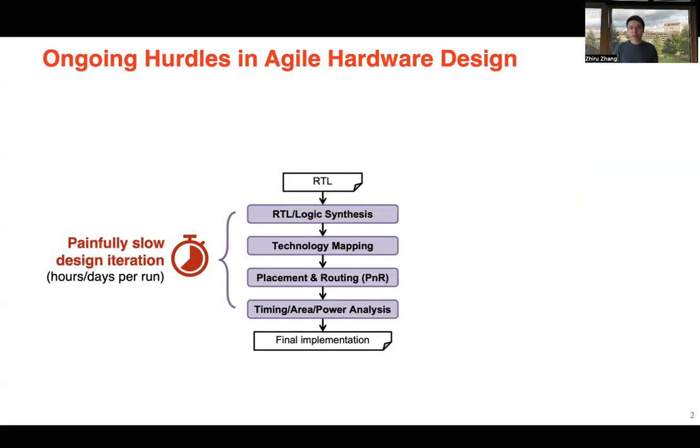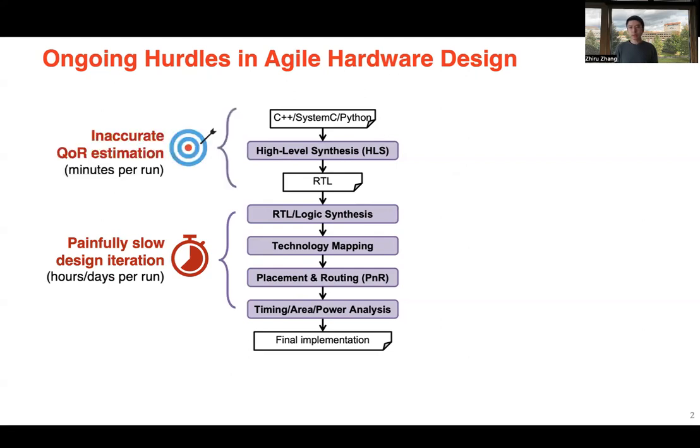This is where HLS, or high-level synthesis, is supposed to help, as it usually takes only a few minutes to compile a high-level program in C++ or SystemC into RTL. But there is a catch. HLS tools usually produce inaccurate estimation in QoR, which often becomes a showstopper for achieving design closure at this level.